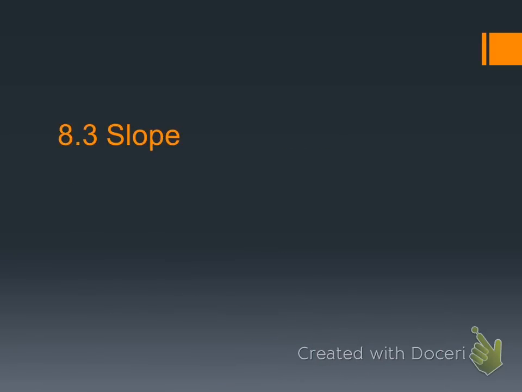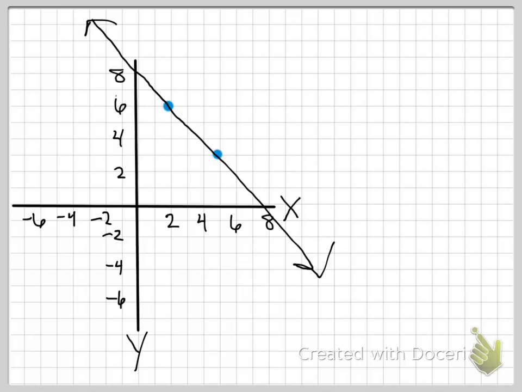Now, in 8.3, we're dealing with slope. If I give you this graph of a line and ask you to find the slope, you're looking for the change in the rise and the change in the run. So you start with your point that's furthest to the left. Okay, so that's going to be this point right here.